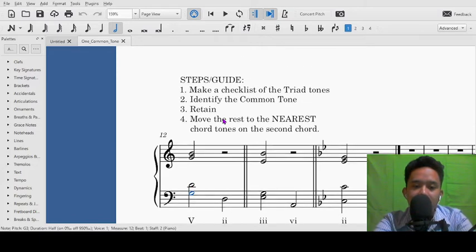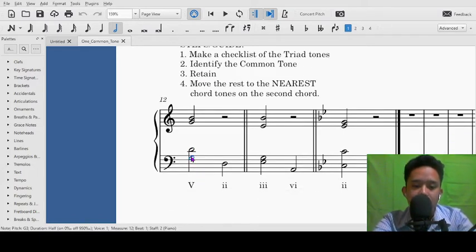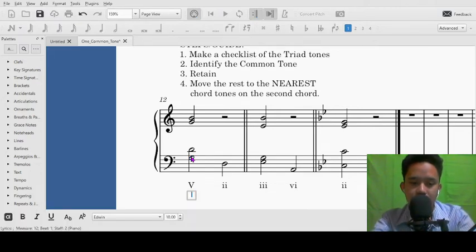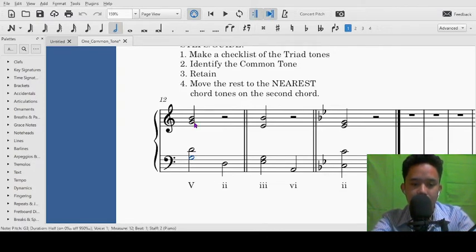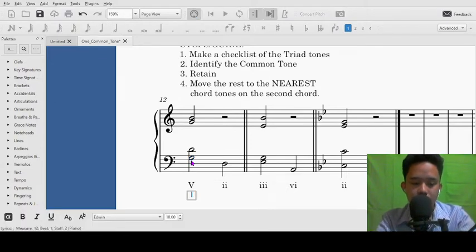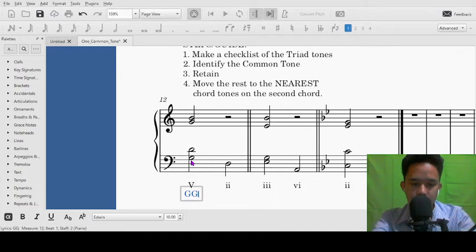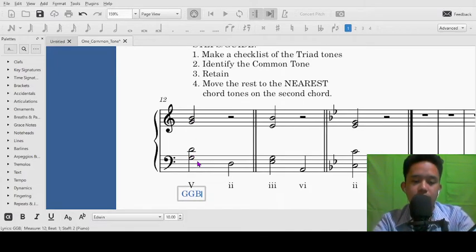According to our guide, we should make a checklist first. So let's try and make a checklist. What are the chord tones in this chord? This has double G because this is in root position. So let's put here double G. Then B and D.